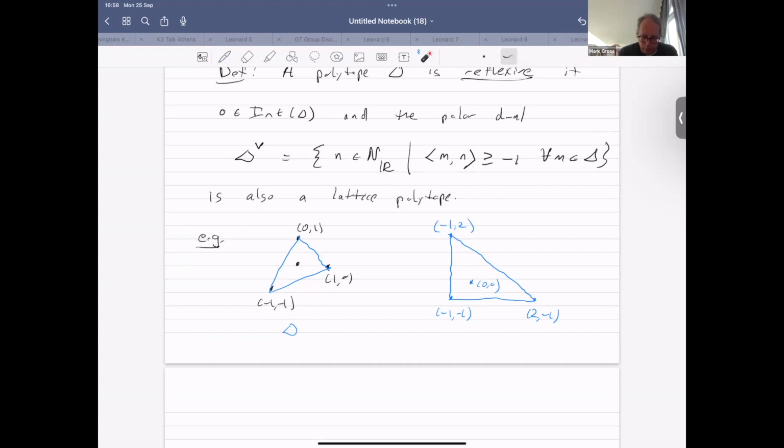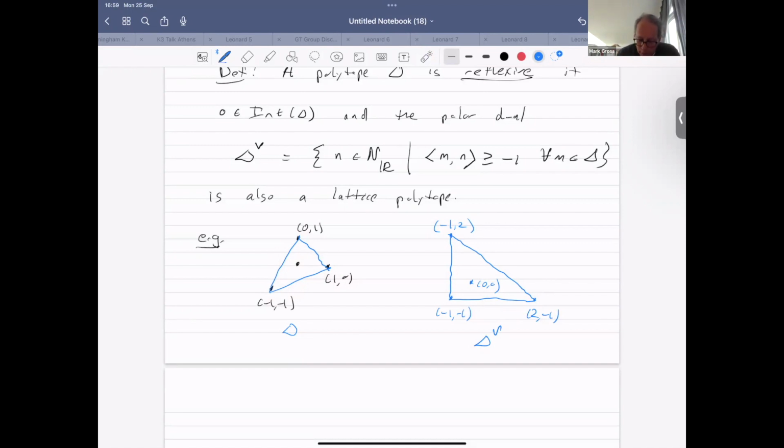And if you think about this, -1, -1 takes the values -1 here, -1 here, and the value 2 here. So just by linearity, the value of any point in delta is greater or equal to -1 on this. And similarly, -1, 2 takes the values 2 here, -1 here, and -1 there. So again, it takes values at least -1 on this polytope, and similarly 2, -1. So you get an order reversing correspondence. The vertices here correspond to maximal faces here. So it's not too hard to see that this is delta dual, and this is, again, a lattice polytope.